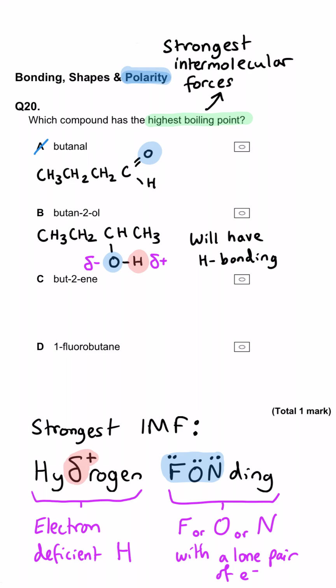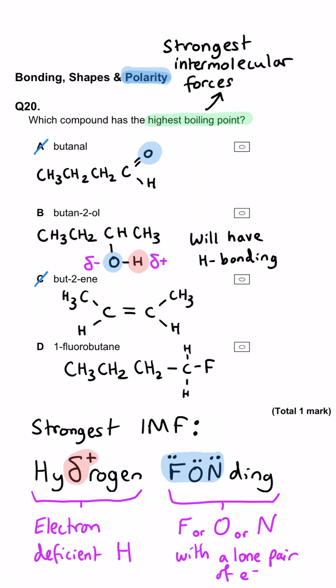We just need to double check that C and D don't have hydrogen bonding. In C, but-2-ene does not have fluorine or oxygen or nitrogen present, so it cannot have hydrogen bonding. In D, 1-fluorobutane does have the fluorine atom that we need, but none of those remaining hydrogen atoms in the molecule are connected to anything other than carbon, so they won't be delta positive, so D will just have the permanent dipole-dipole forces and definitely no hydrogen bonding. So B will be the correct answer. It's got the highest boiling point because it's got these hydrogen bonds between the molecules, which is the strongest type of intermolecular force.